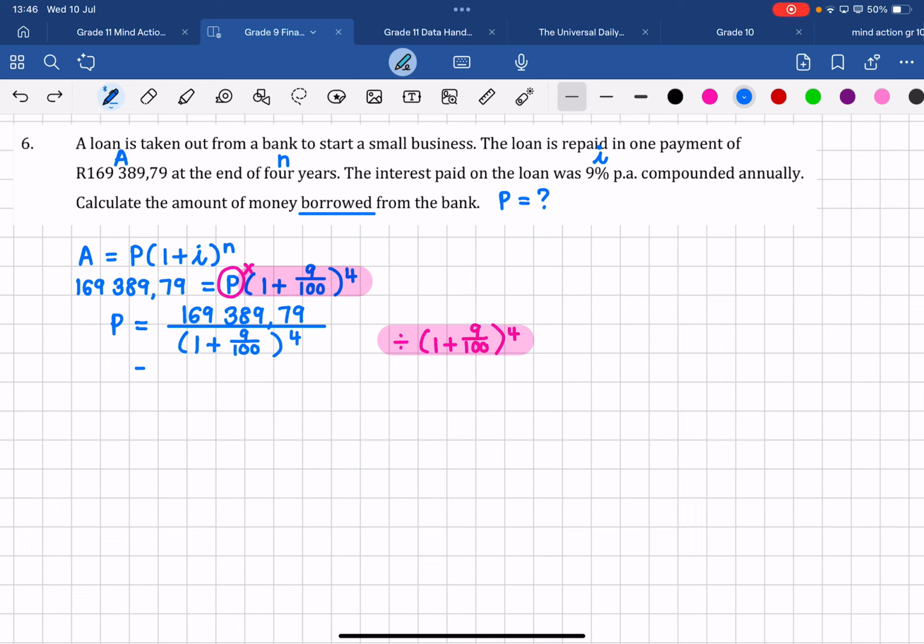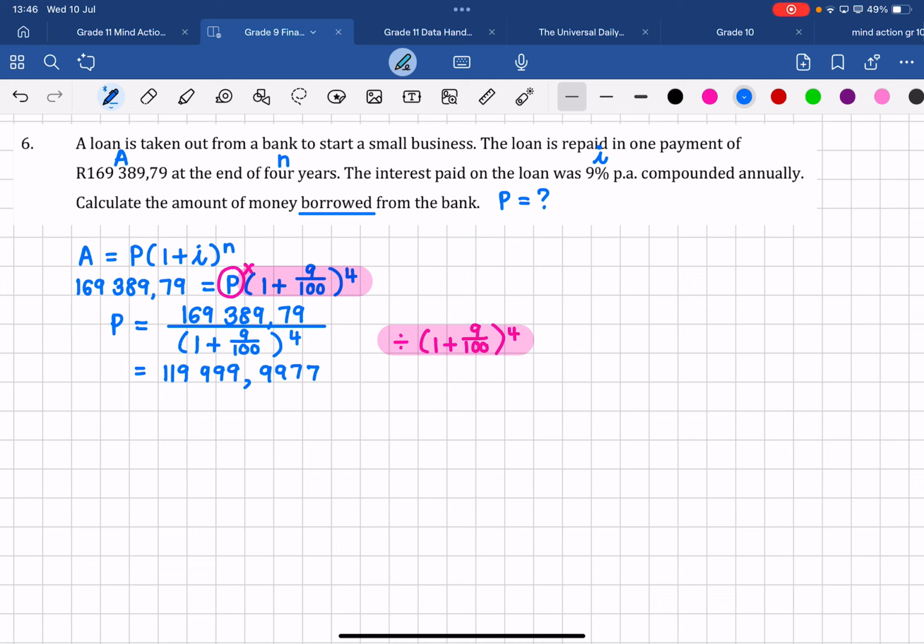Okay, now guys, when you get your answer here, if you've typed it into the calculator, I'm first just going to write it out without the rand symbol, just so that you can see what it looks like. 119,999 and then it's comma 9977. Right? That's what the whole answer looks like on the calculator.